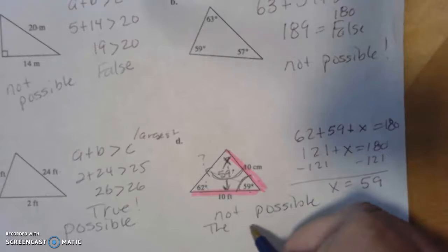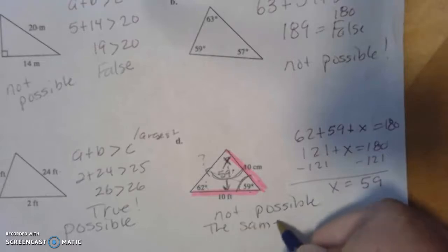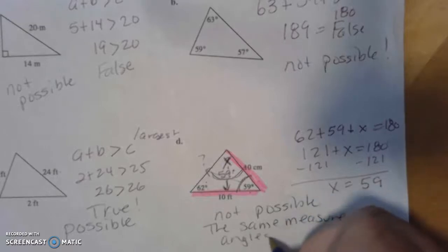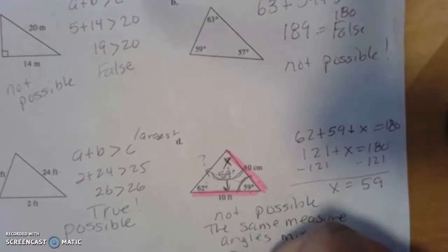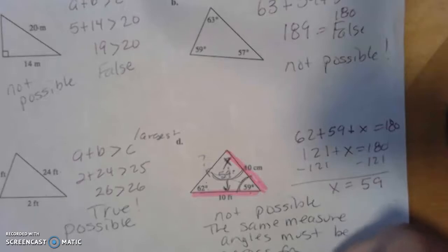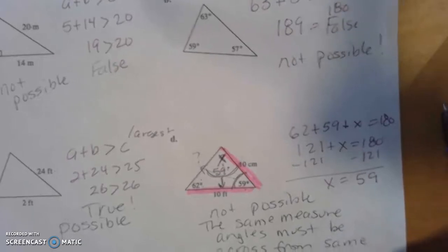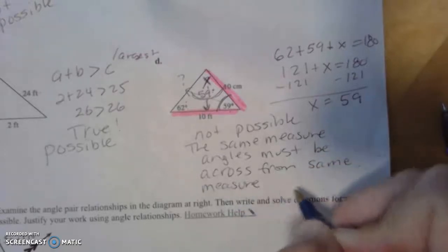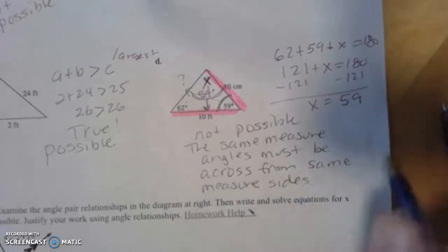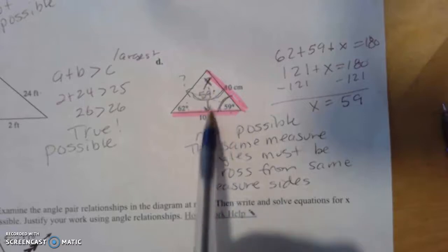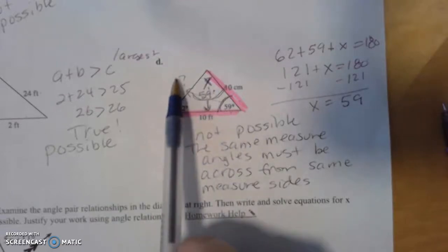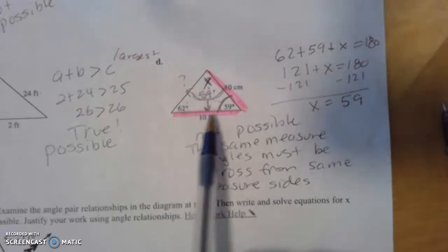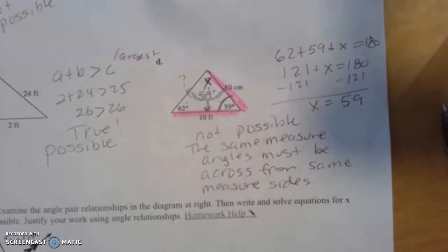The same measure angles must be across from same measured sides. Okay, so if I have two angles that are the same, the sides across from them have to also be the same. So this could be 10, but this can't be 10 because 62 and 59 are not the same, so their sides that they're across from cannot be the same.